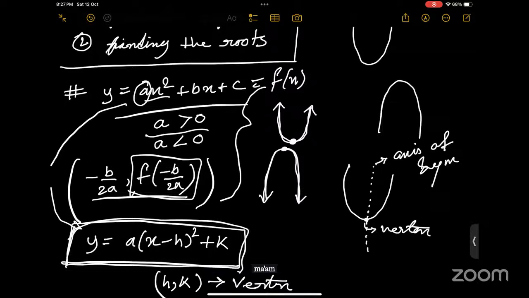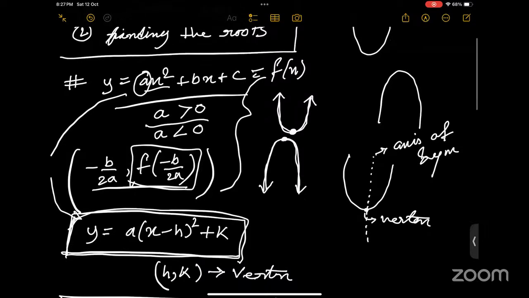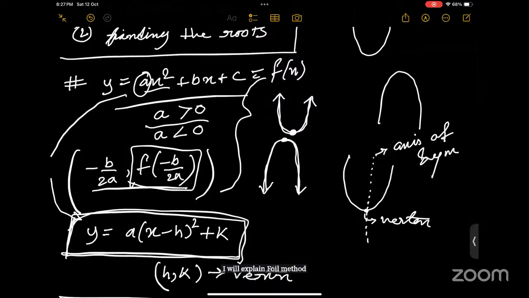Ma'am, can you explain the FOIL method again? I will explain the FOIL method. Any other doubt also?